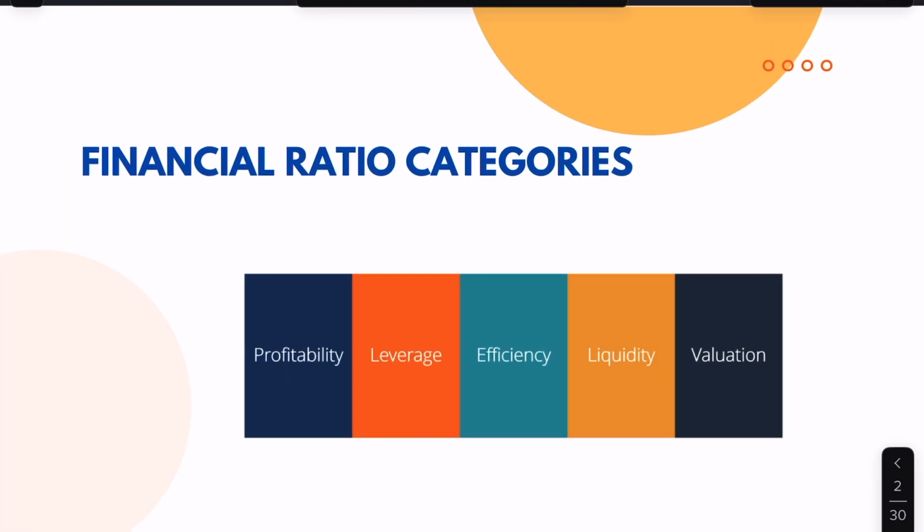So, what are financial ratios? Financial ratios are like the health stats of the company. They tell you how profitable, efficient, and financially strong a business is. There are different kinds of financial ratios. We have profitability ratios, leverage ratios, efficiency ratios, liquidity ratios, and valuation ratios. We'll cover the most important ratios from these categories.